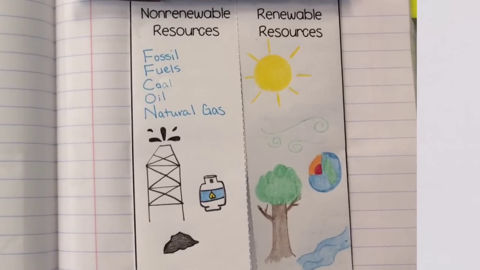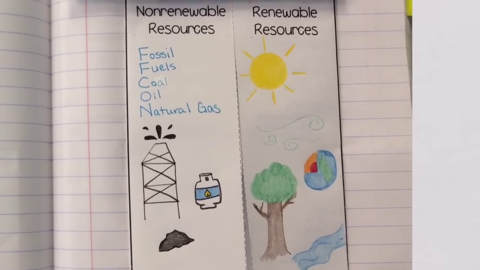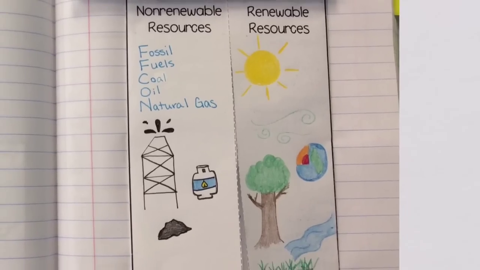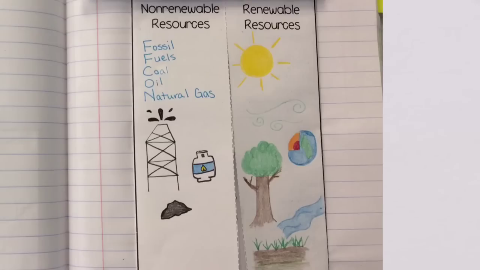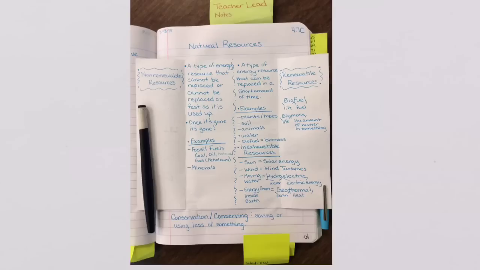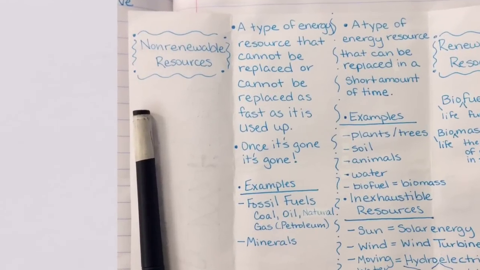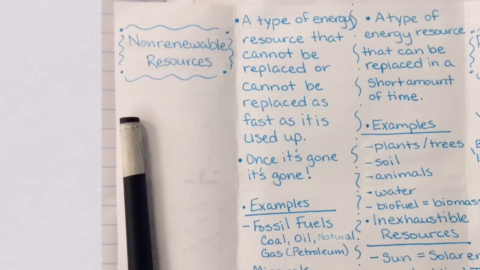On the front cover, we're going to draw some pictures. You might not understand what these pictures are yet until we fill in the inside, so you might want to wait. I'll come back to this part at the end. But you're going to open up your flaps, and you're going to record the definitions and examples for non-renewable resources first.